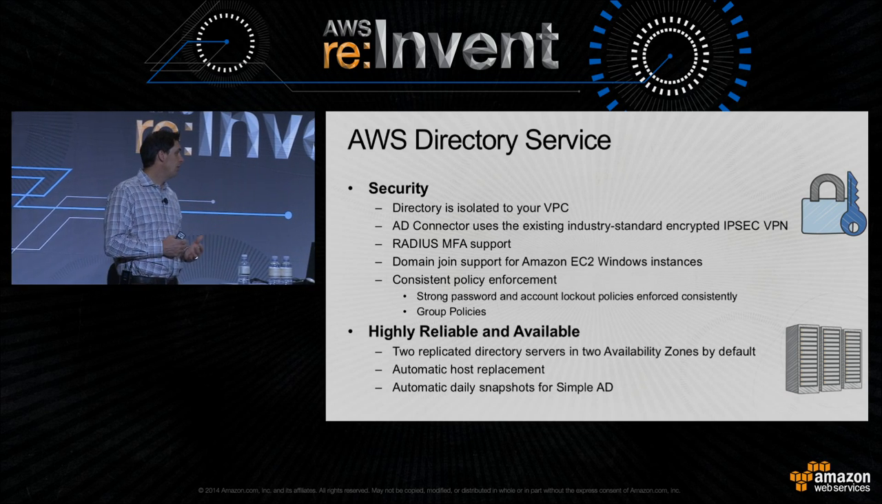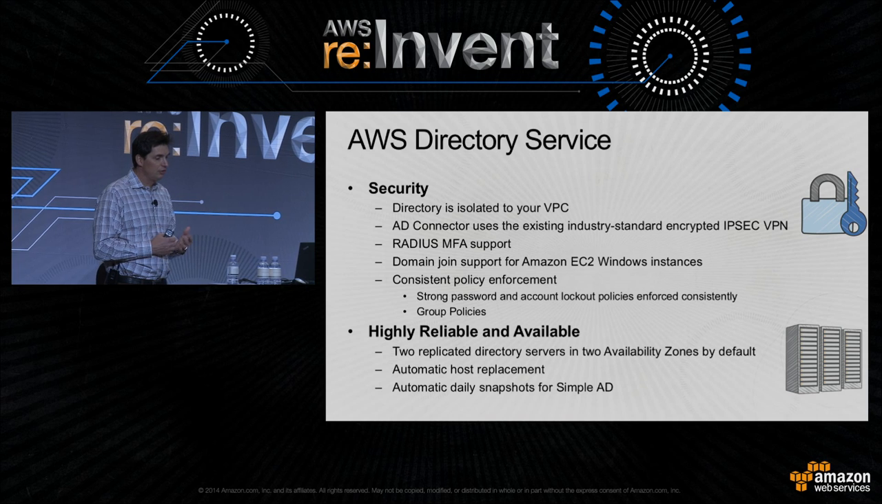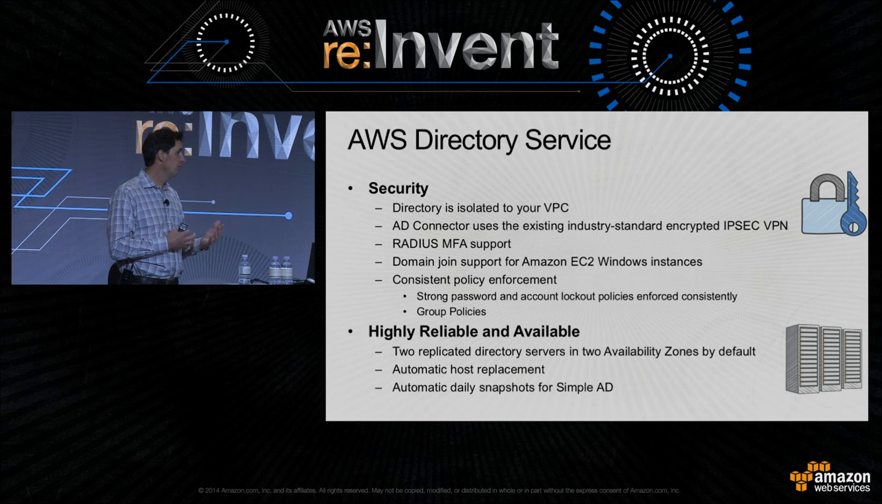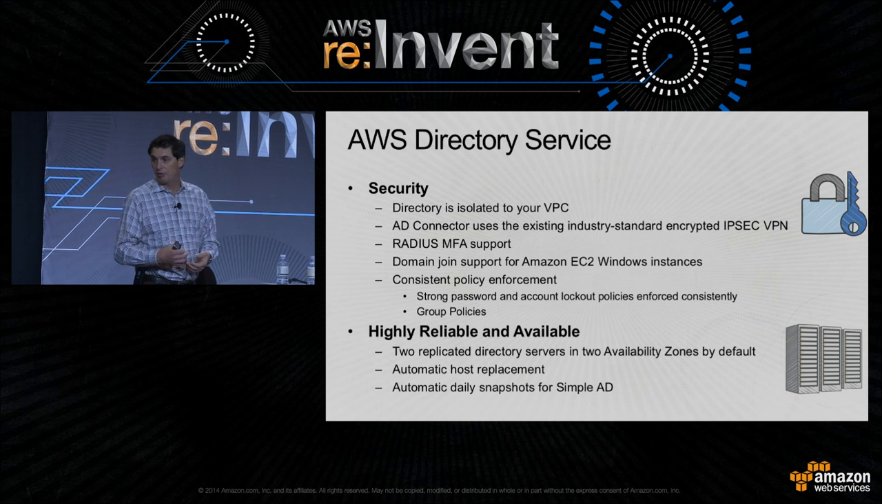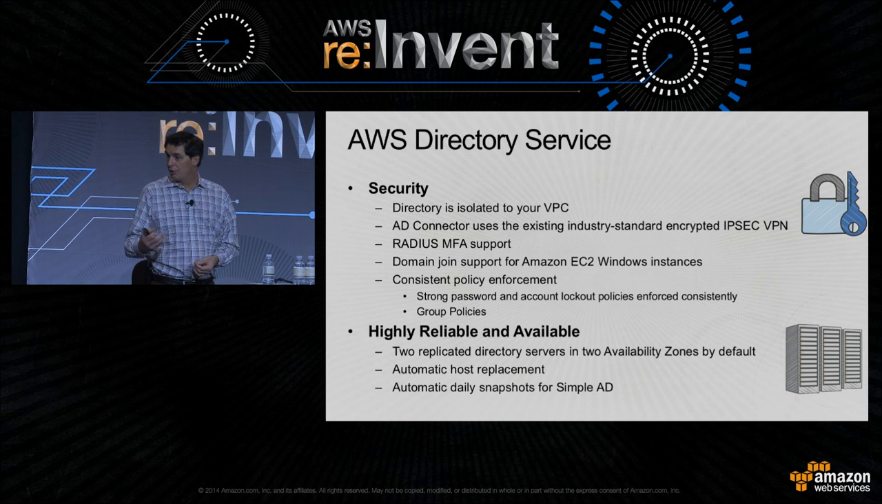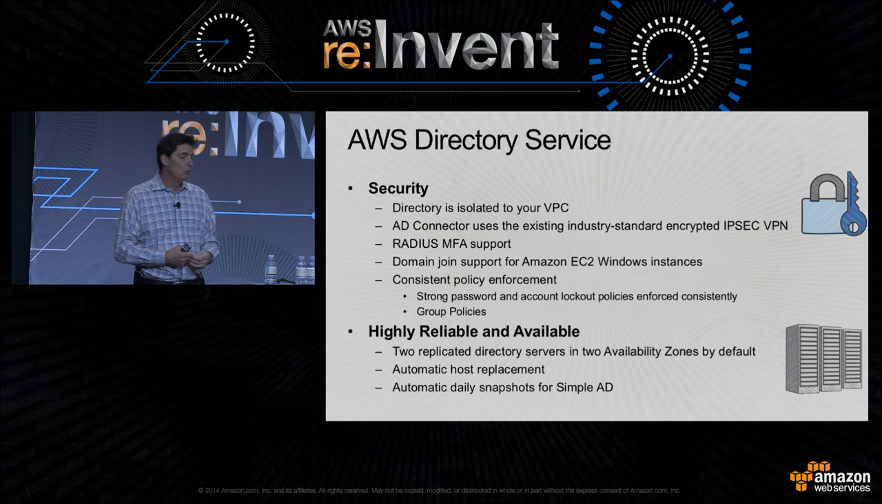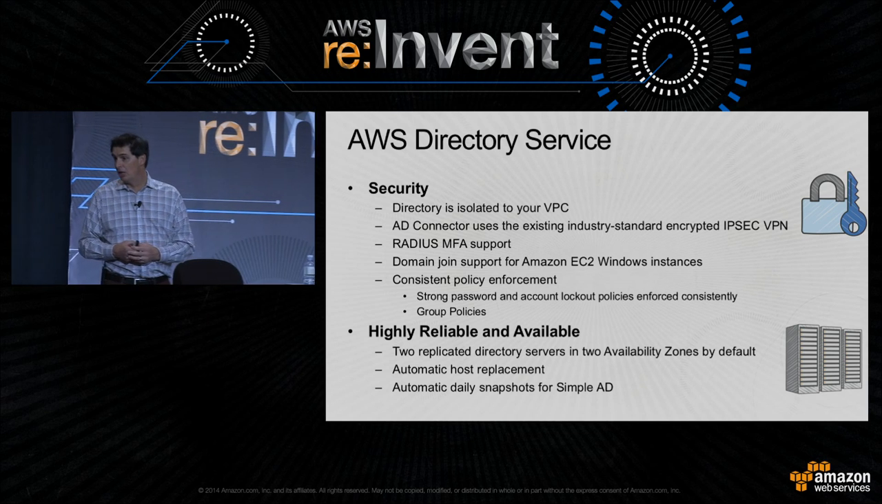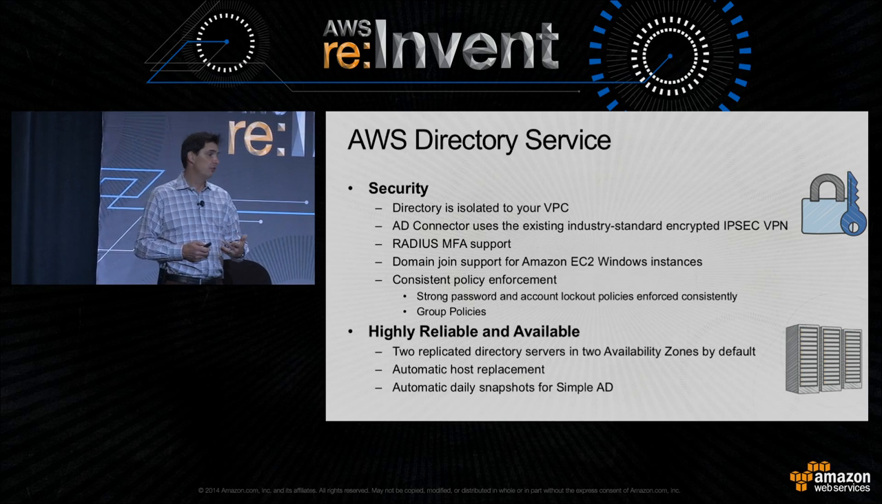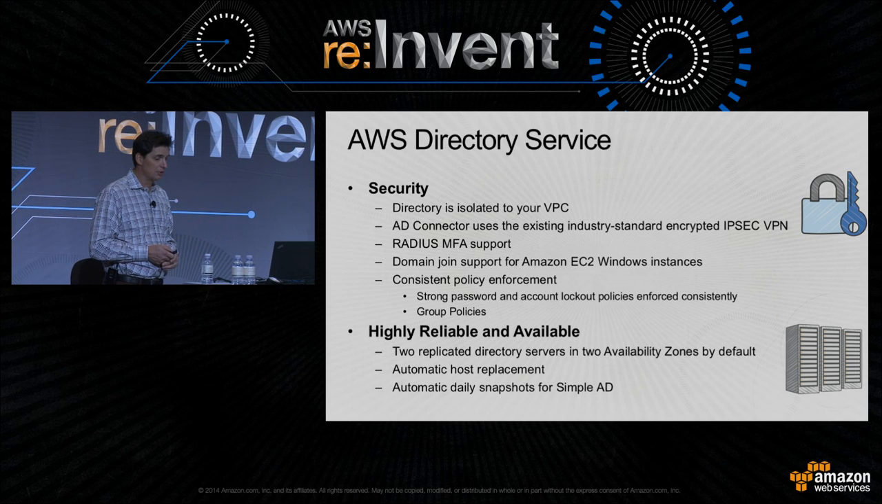I talked a little bit about high availability and reliability. Essentially, when we create either of these solutions, we do it in multiple availability zones, and we replicate across. So if you have an instance of the directory that goes bad in one AZ, we fail over to the second one, and then we will automatically repair and recover the first. We have automatic host replacement, and we give you the ability to replicate or take snapshots of your AD, and we can recover those if for some reason something changes in your Active Directory.